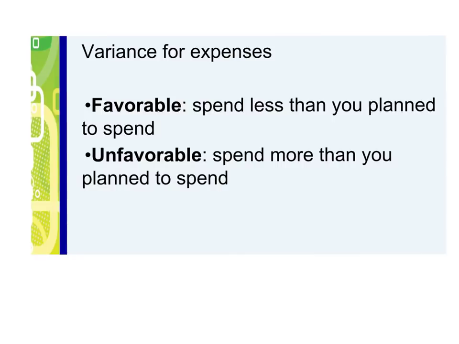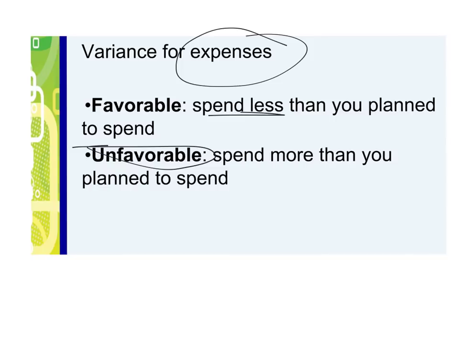Now we are going to talk about variance for expenses. Okay, so this is kind of a reverse response to the way we responded to our income. So if you have more expenses than what you planned, okay, that would be unfavorable. You're spending more than what you planned. If you spend less than what you planned, then you would call that a favorable variance. So you want to spend less than what you budget for.